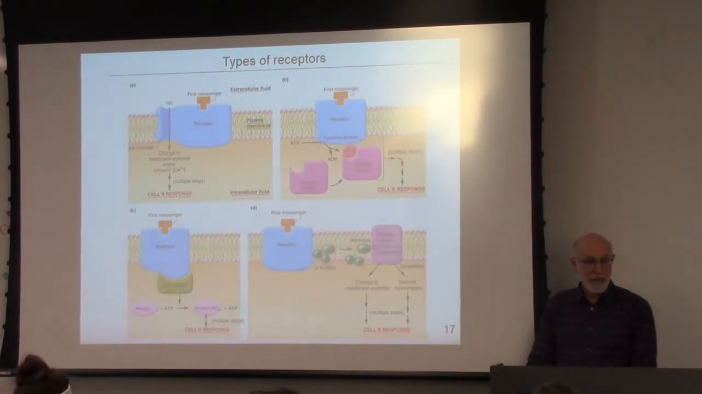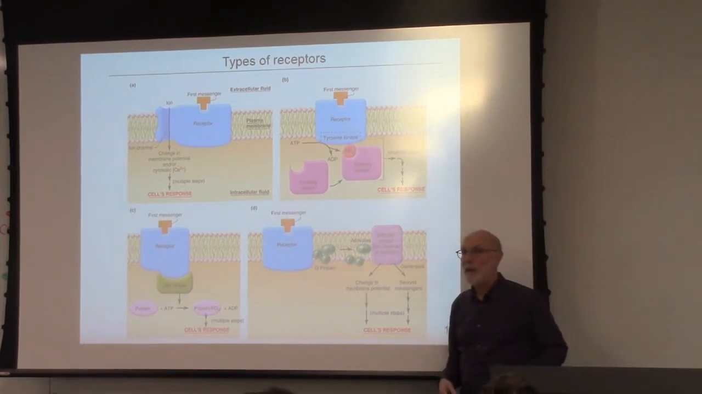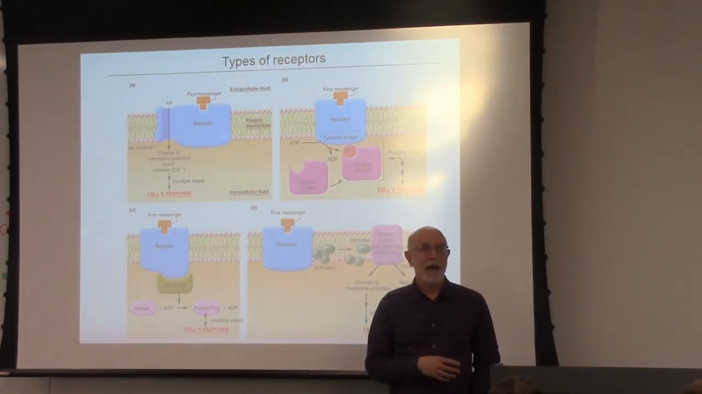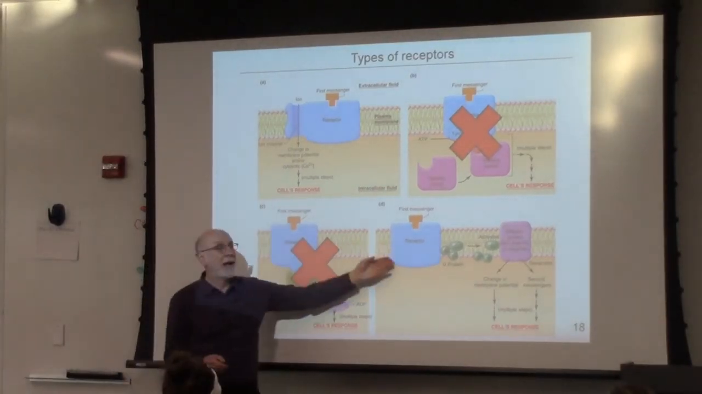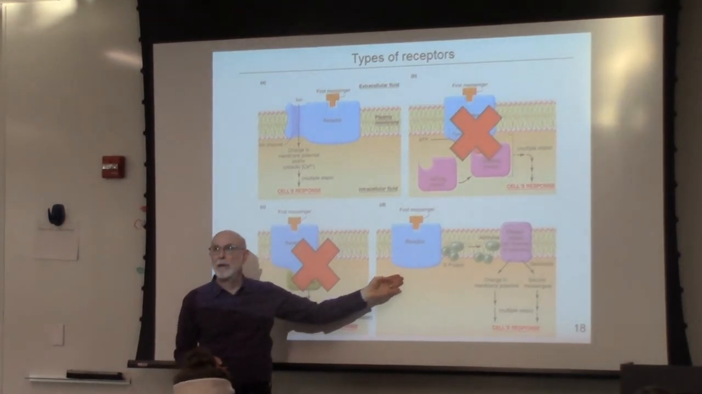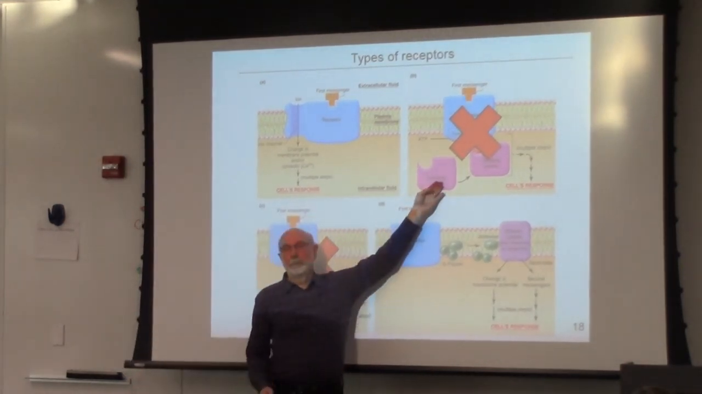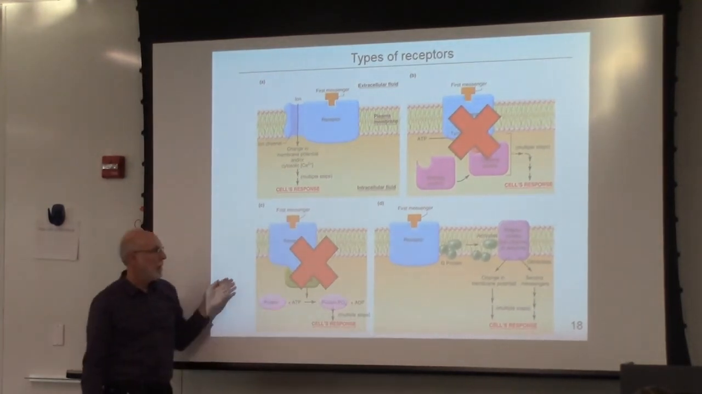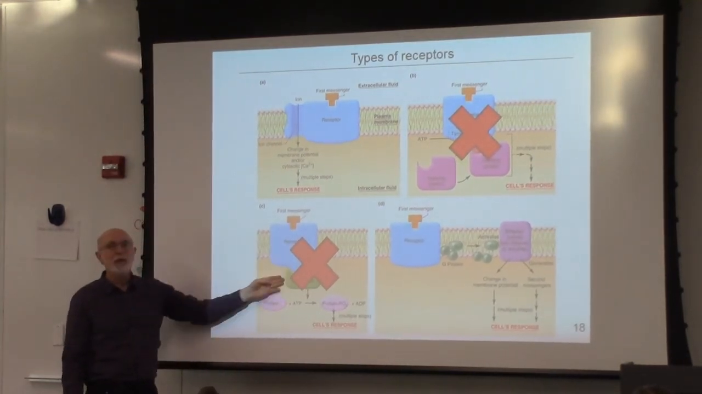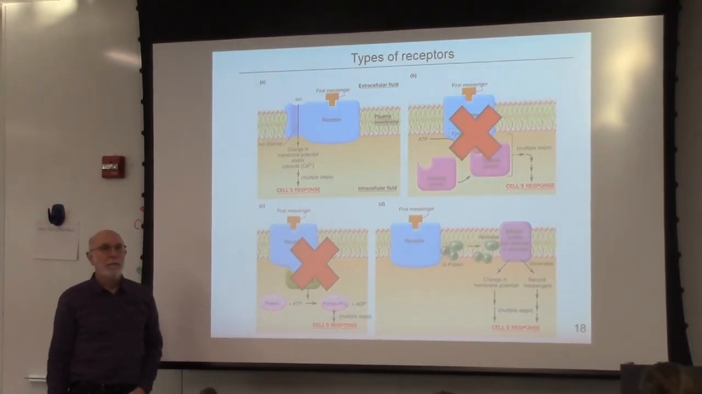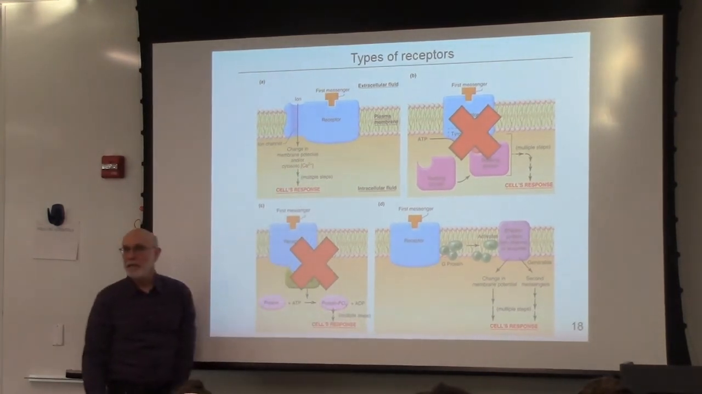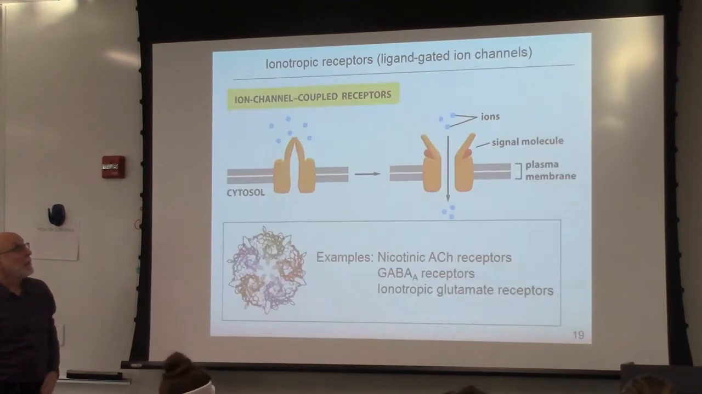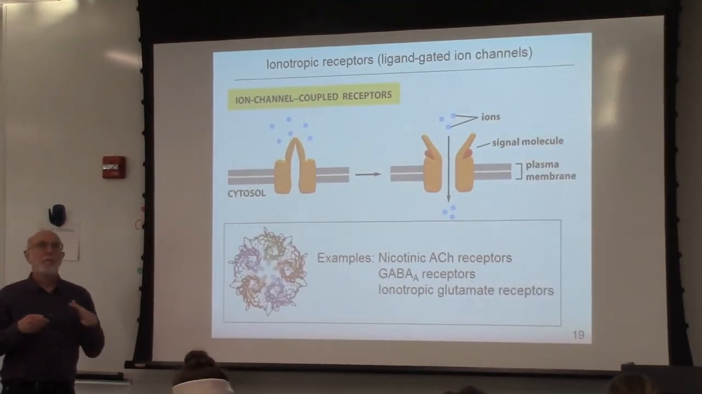So let's take a break, and then we'll get to the two main types of receptors we're going to be talking about in this class: GPCRs and ion channel receptors. I'm not saying that tyrosine kinases or Jun kinase receptors are unimportant. I'm just saying that in this course, we're going to focus on these classes of receptors.